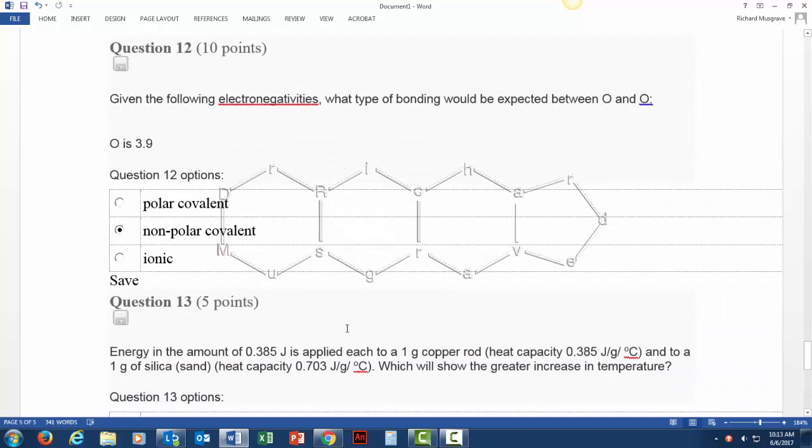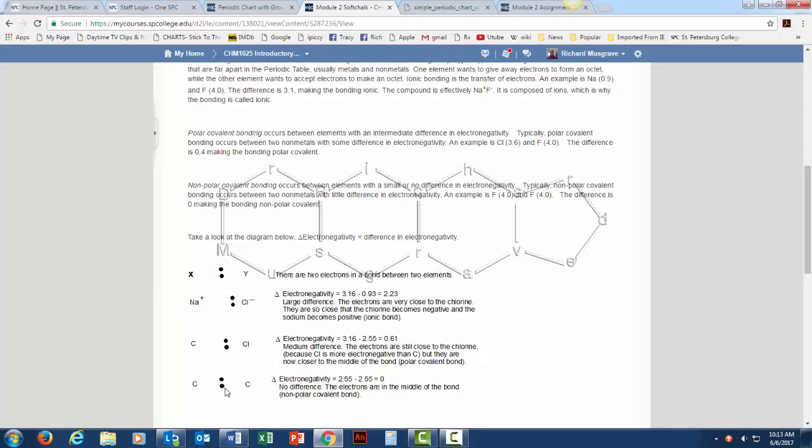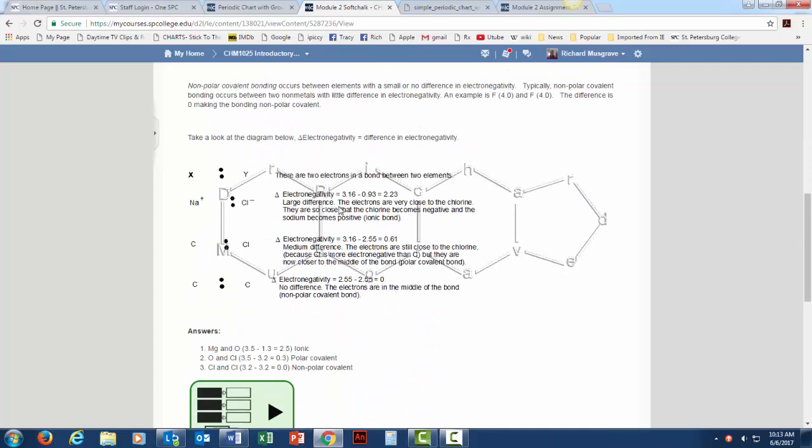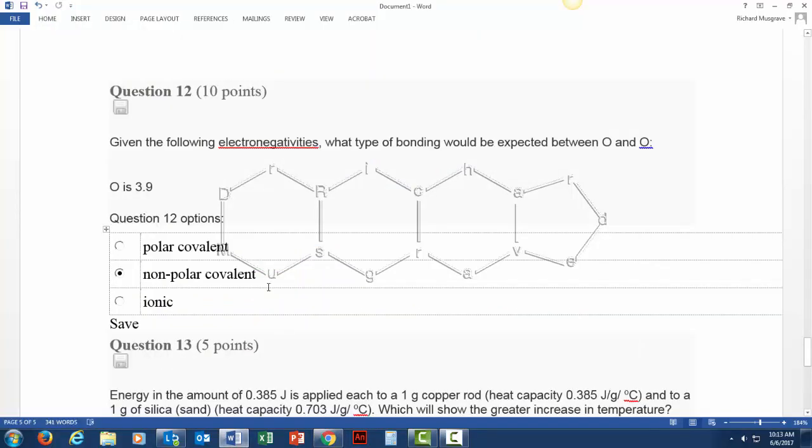In this case, we've got oxygen and oxygen. O is 3.9. The bond will be non-polar covalent. That's because, again, the electrons are going to be smack dab in the middle of the O and the O, which would mean it's a non-polar covalent bond. But again, read through the page here to get a good idea of why we have different kinds of bonding for different differences in electronegativity.